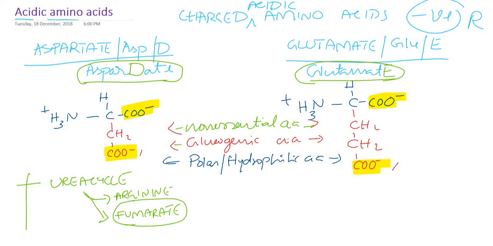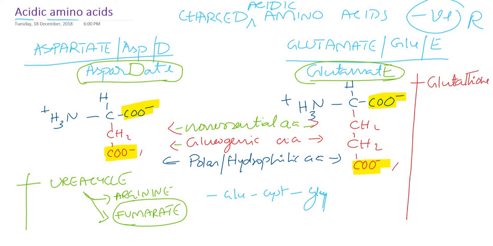Coming to the importance of glutamic acid, there are many. Glutamic acid is part of an important compound called glutathione, which is an antioxidant. Glutathione contains three amino acids: glutamic acid, cysteine and glycine. So glutamic acid is one of the amino acids present in glutathione. It is a very important compound in our body as it acts as an antioxidant.